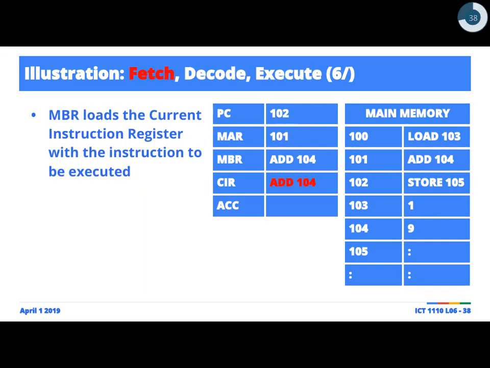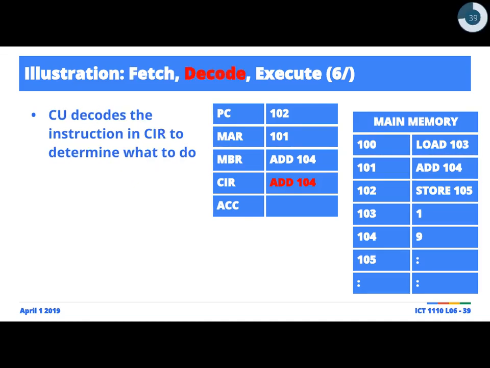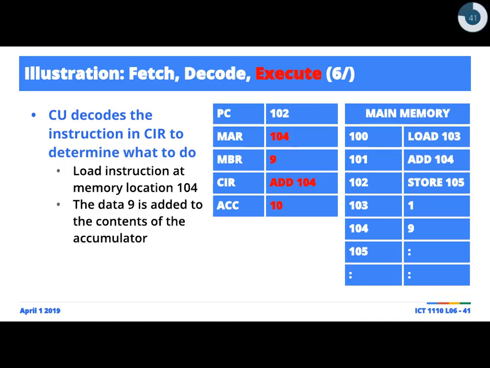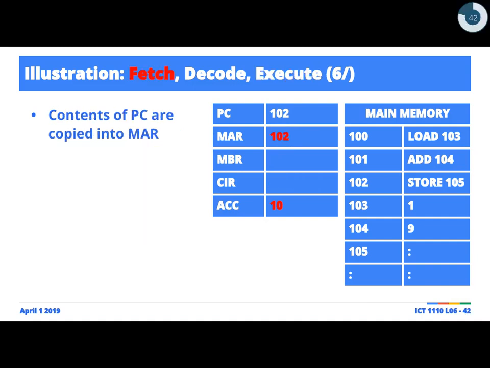We say add 104. It knows that, oh, this guy wants to add whatever temporal processing we have, which is 1, we add 9 to it, right? So it decodes that instruction, adds 9 to it. And then the contents of the accumulator will now be 10, right? We've added 9 to 1, which is 10. So that is the execute cycle. And then we go back now, because our simple program has 3 instructions, so we must cycle 3 times.